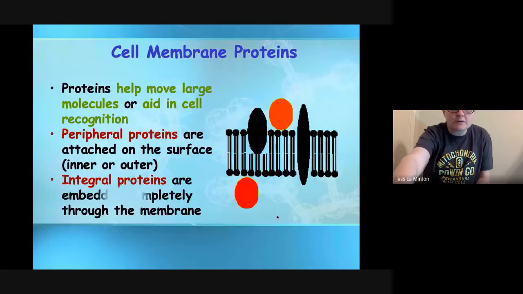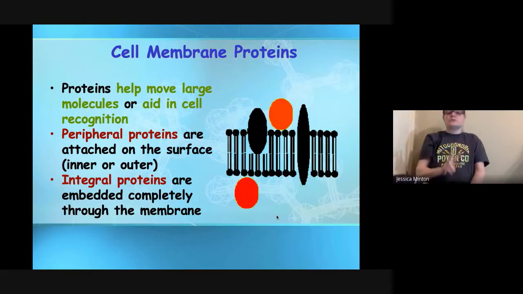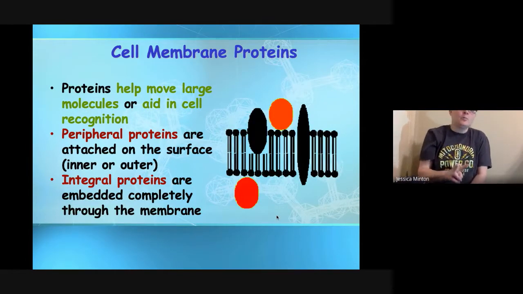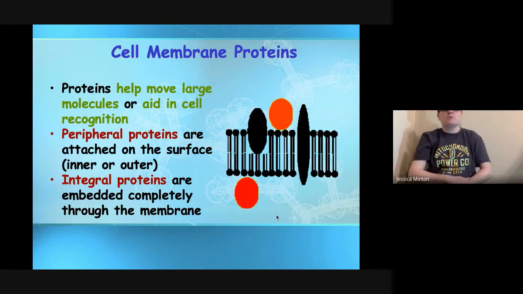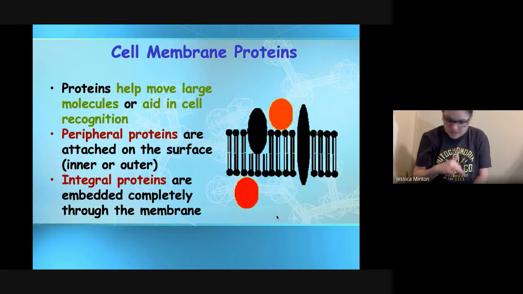Let's talk about those proteins. There's two types of proteins that you've seen in here. These are going to help all of the large molecules that need to go in or out of the cell. And it helps with those cell recognition.